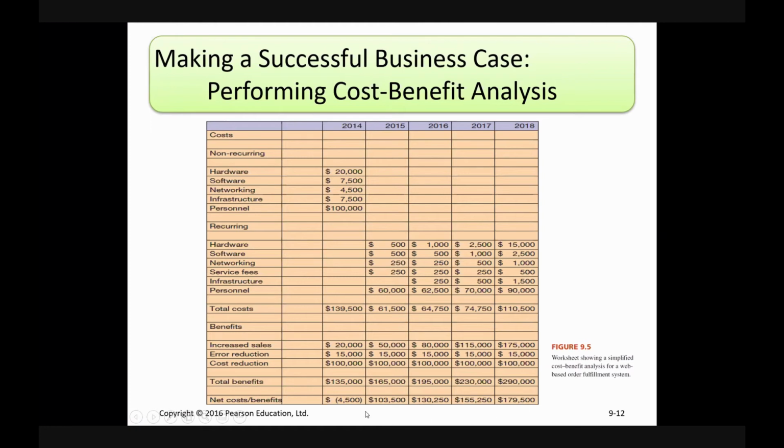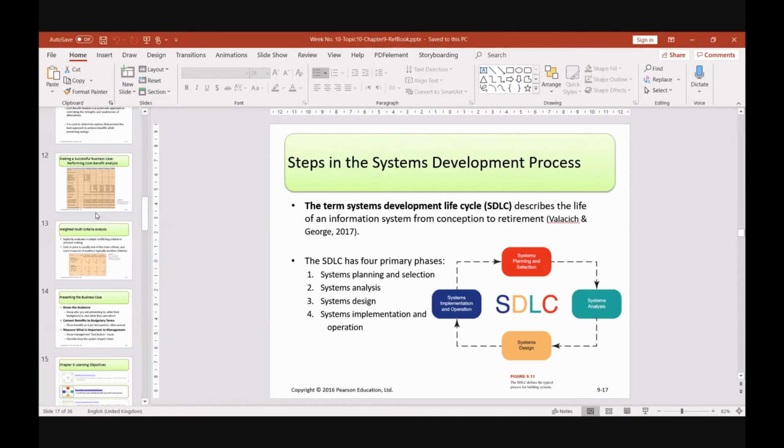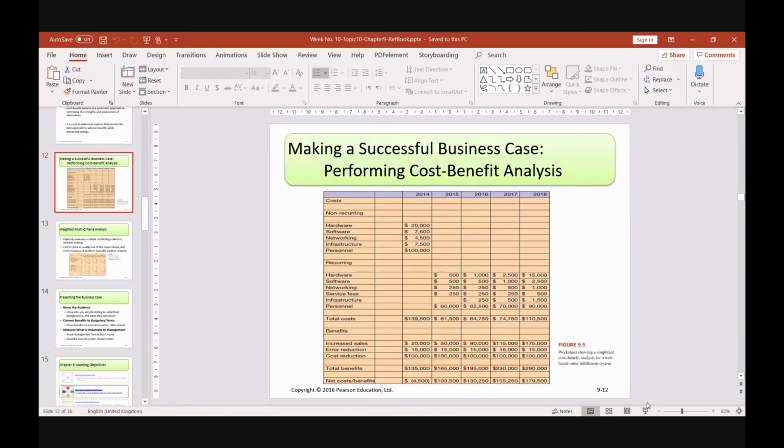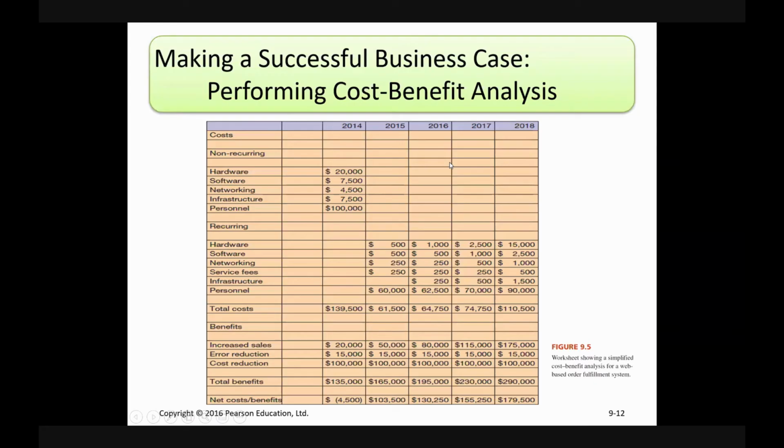So this is your net cost, the total in the end, the cost benefit analysis. Based on this analysis, the executive members will now decide. You can see the slides? Yeah. Okay, we were discussing this.